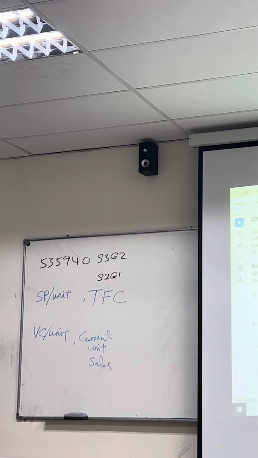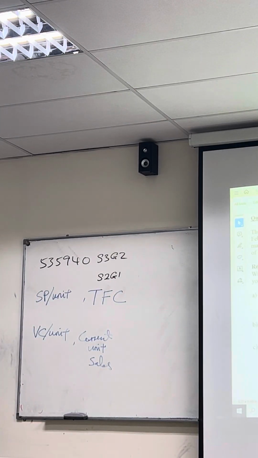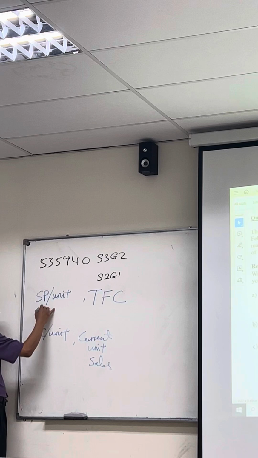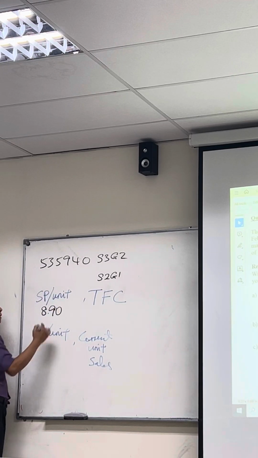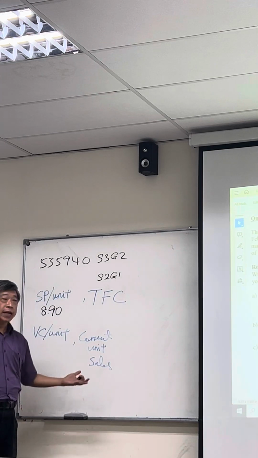Okay, write down whatever you have first. What do you have? You have 1 figure. Out of this, what figure do you have? Selling price. Price per unit. Selling price per unit is 890. Yes. The rest you don't have. Total fixed cost don't have, isn't it? 0.